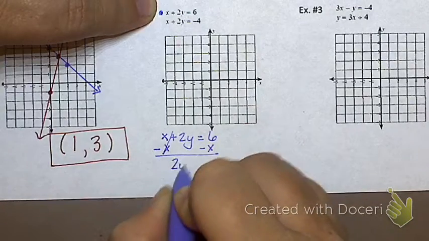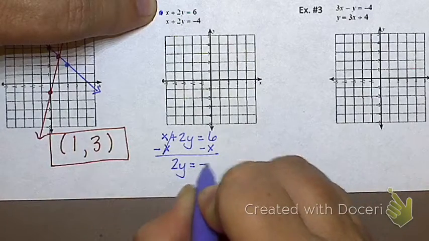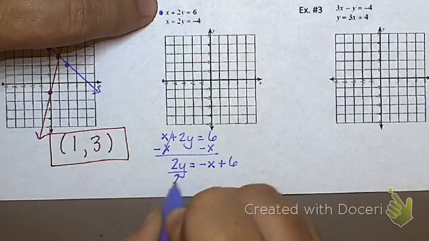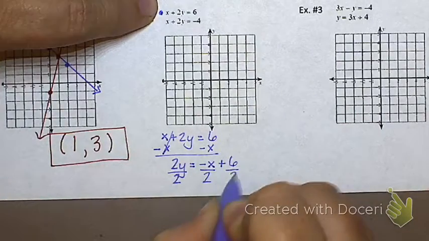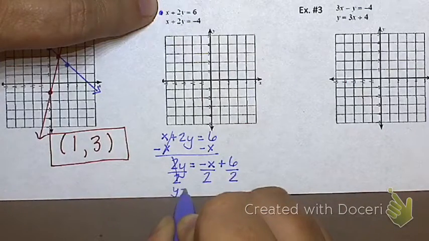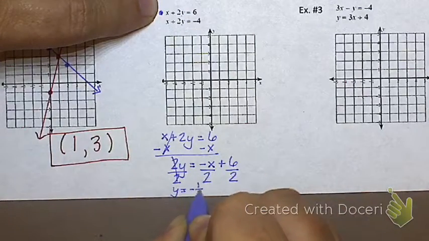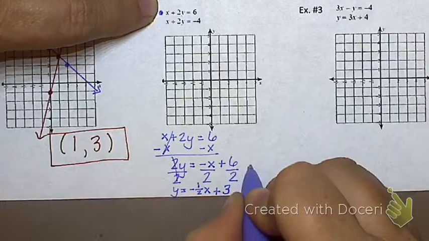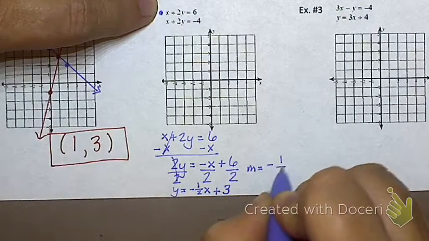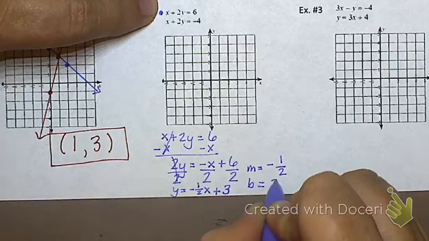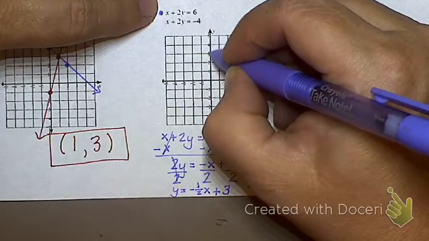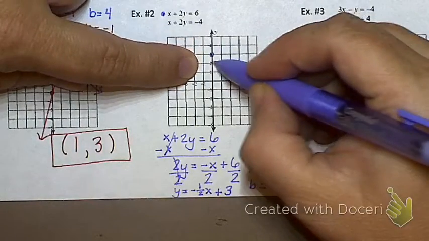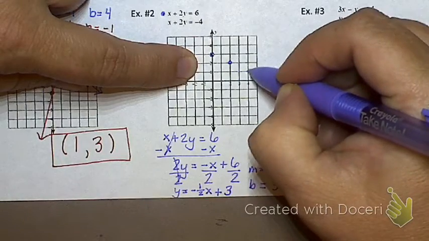So I have 2y is equal to what? Negative x plus 6. Then what? Do you see why we practiced this skill before today? So y equals, this would be negative 1/2 x plus what? 3. So what's my slope? Negative 1/2. And my y-intercept is 3. So starting at my y-intercept of 3, I'm going to go where? Down 1, right 2. Down 1, right 2.